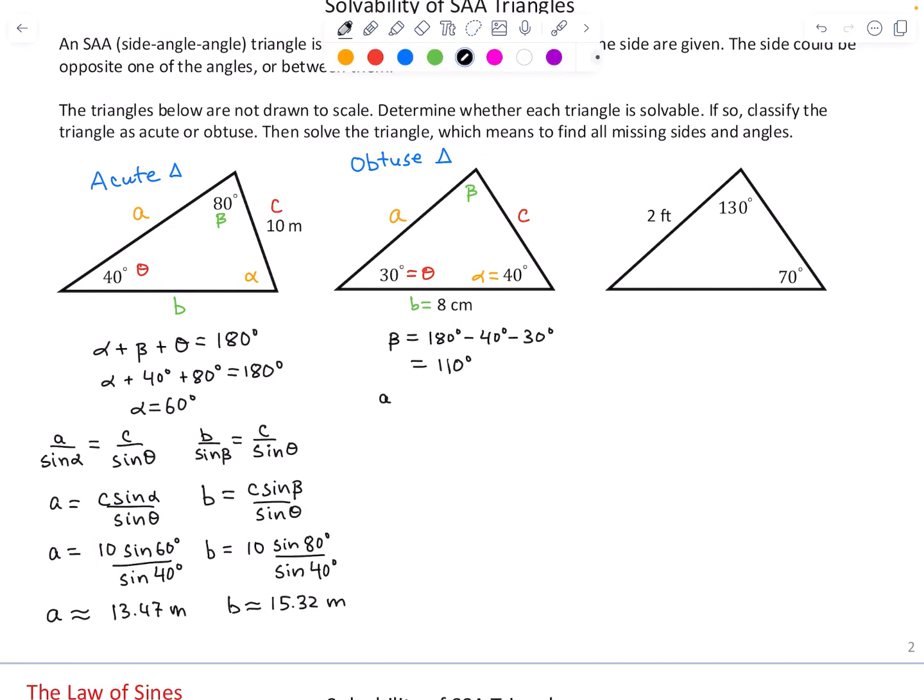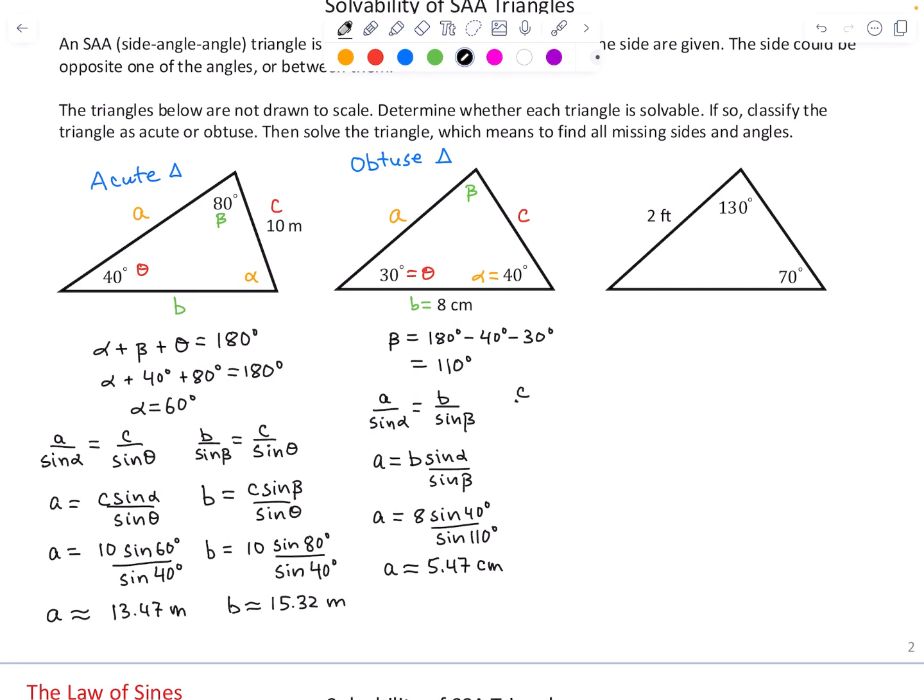Let's begin with A. We know that A divided by sine alpha will be equal to, let's use the B beta ratio because both B and beta are now known. So A is equal to B times sine alpha divided by sine beta. B is 8, alpha is 40 degrees, and beta we just found is 110 degrees. This gives A about 5.47, and this time our unit of measure is centimeters.